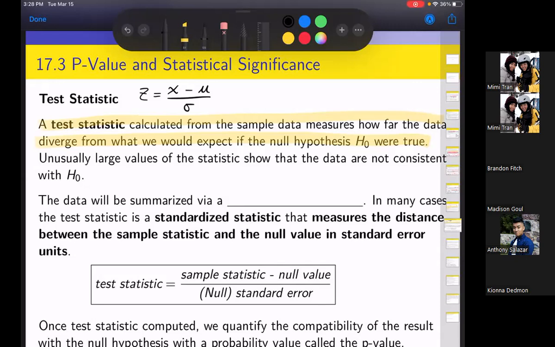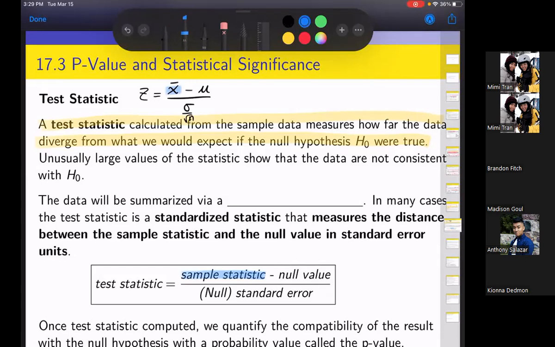So z is your test statistic, and it is calculated from the sample data. The sample data is x, the value you observe. It measures how far the data, that little x, diverge from what we expect if the null hypothesis is true. So the sample statistic, that's your x. I would say x bar. Maybe we use x bar divided by square root of n. Maybe I'll use that one.